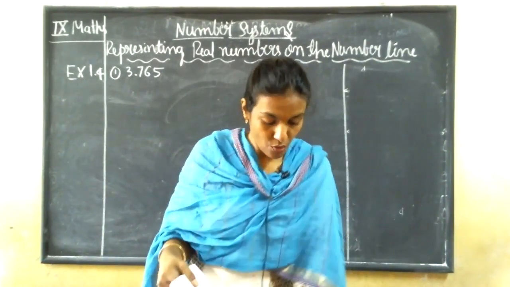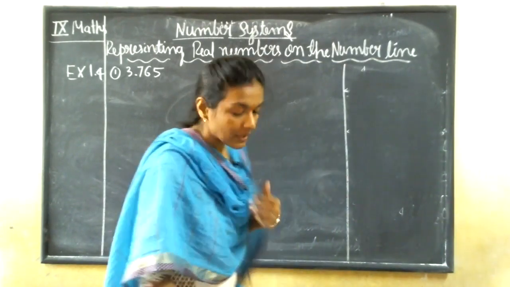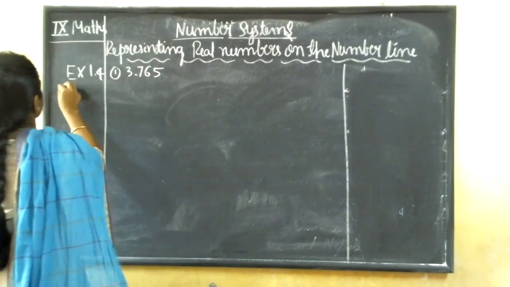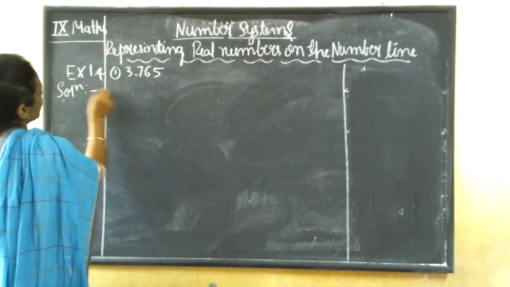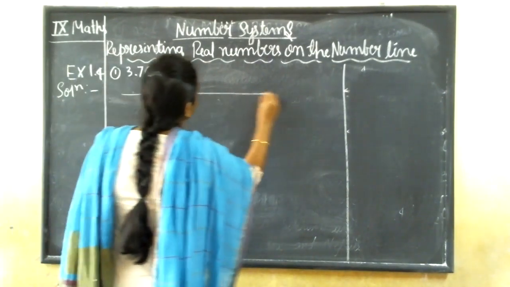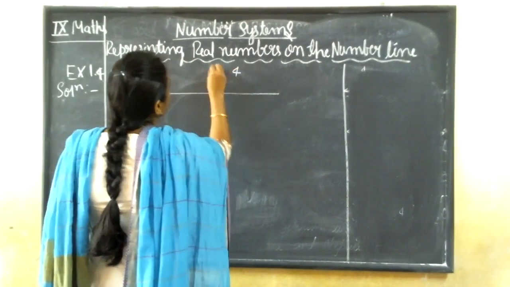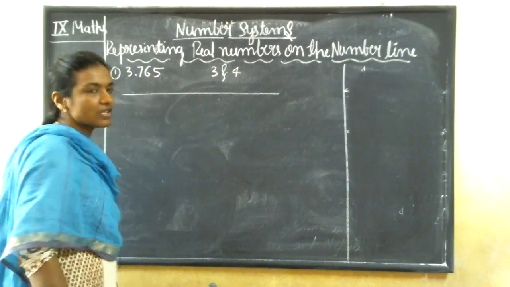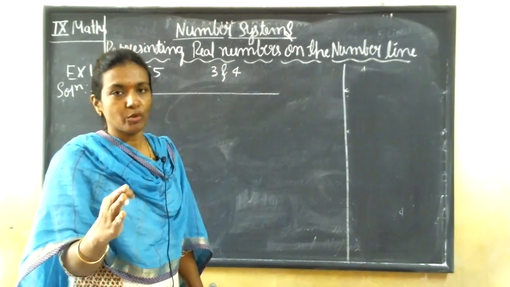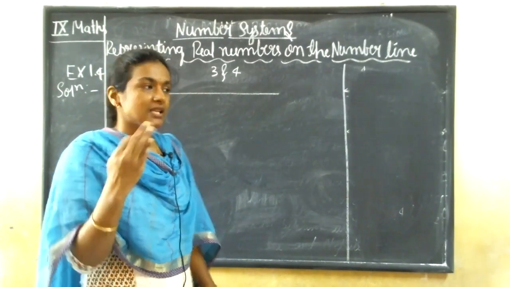Using successive magnification. Let us see what is successive magnification here. See, the question is what here? 3.765. You have to locate this. You have to show this on the number line. How will we do this one? First, you have to draw the number line. By seeing this one, you will get to know that it comes in between 3 and 4. Yes or no? It comes in between 3 and 4. Clear my point, guys? Because this is 3.765. It comes in between 3 and 4.